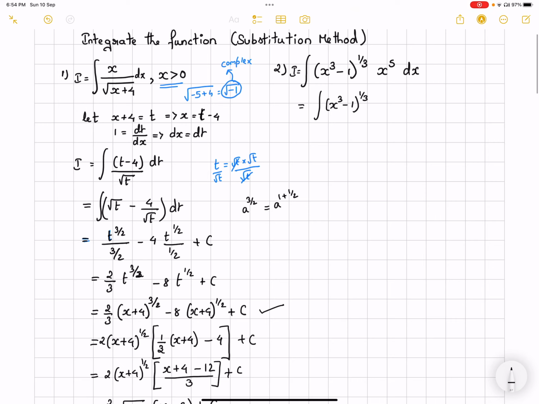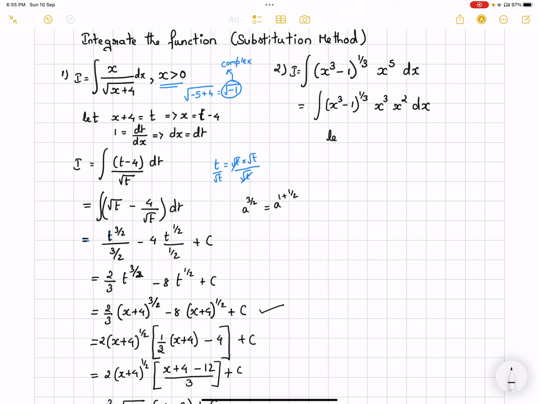How will I do that? I would be writing it as x square into x cube. So I would be writing it as x cube into x square dx. Why did I do that? Just to benefit me, to make my problem simpler and solvable.